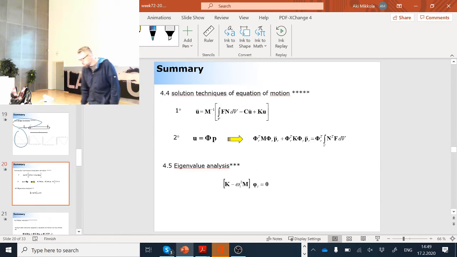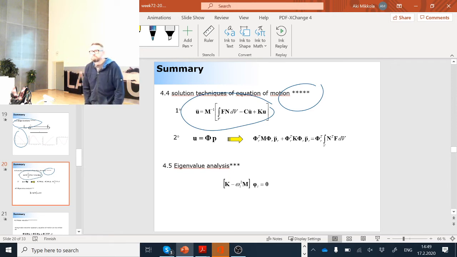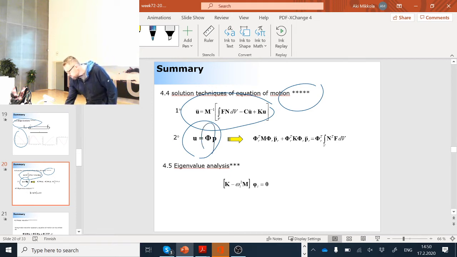All right, then the solution of the equation of motion. Well, that's really important. You can solve the equation of motion by using direct integration, when you just take all the nodal degrees of freedom and solve it. Possible, but not recommended because it doesn't make much sense. Another way to do it is to first move to modal coordinates with the help of assumed deformation and then solve in modal coordinates. You can get the assumed deformation from eigenvalue analysis. Eigenvalue analysis itself is quite important.